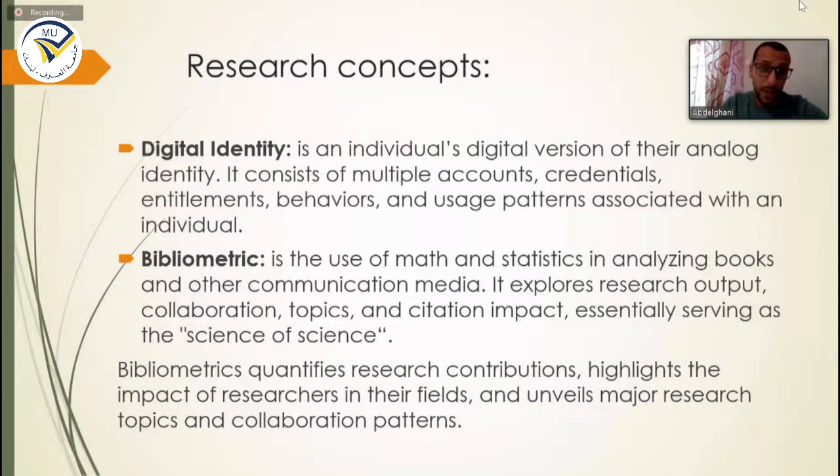The second is bibliometrics, the use of math and statistics in analyzing books and other communication media. It explores research outputs, collaboration, topics, and citation impacts, essentially serving as the science of science. Bibliometrics quantifies research contributions, highlights the impact of researchers in their fields, and unveils major research topics and collaboration patterns.